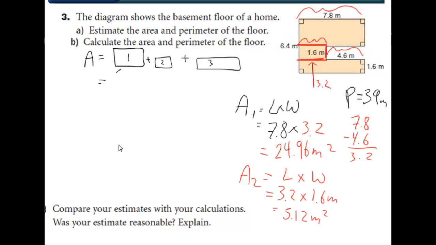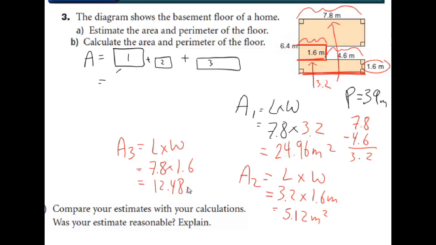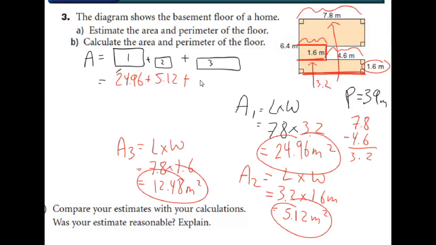And then the last one, area of number 3, length times width again. This one's easy because I know this is 7.8 because it says it over there. So 7.8, and we have our width of 1.6. So 7.8 times 1.6 is 12.48 meters squared. Let's add them all up. 24.96 plus 5.12 plus 12.48.